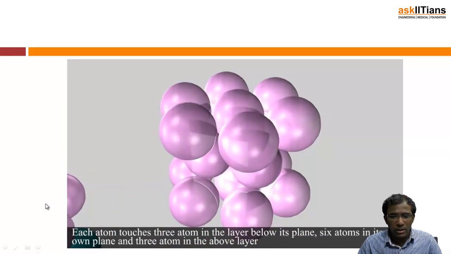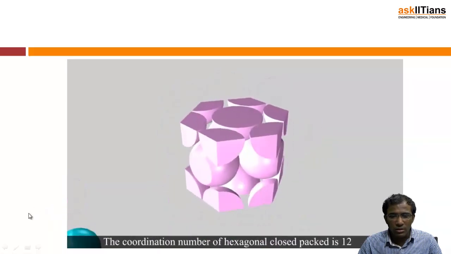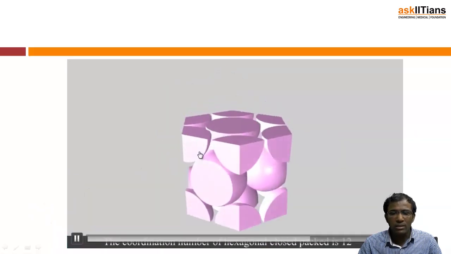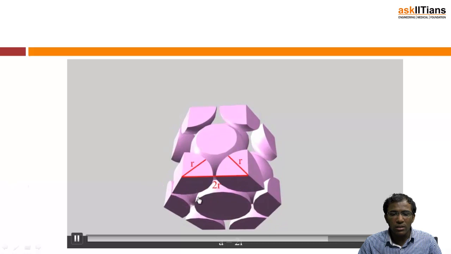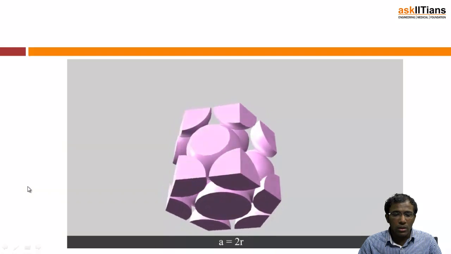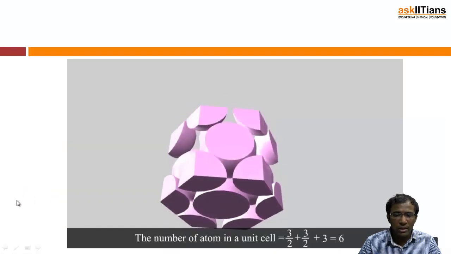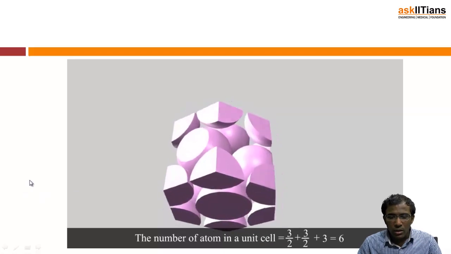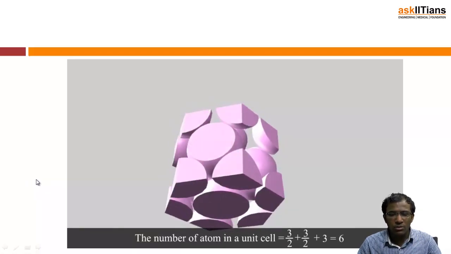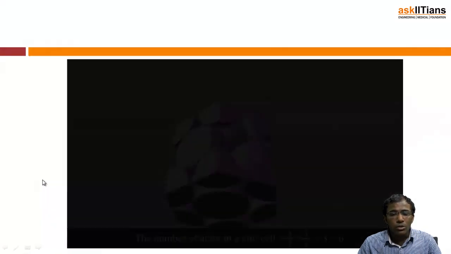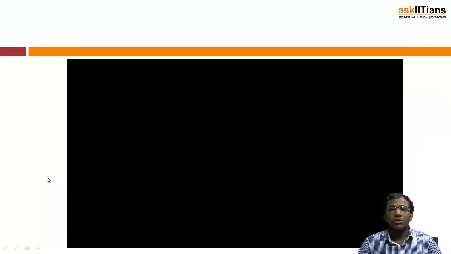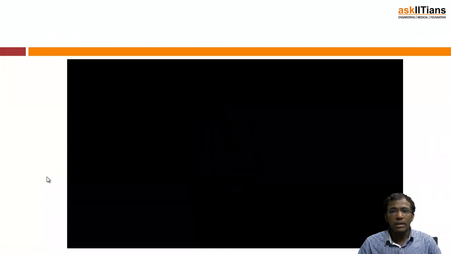The coordination number of HCP is 12, and this is the unit cell of HCP. You can see we have particles at the corners, each having a contribution of 1 by 6, and we have particles at the face centers of the 2 hexagonal faces, and we have 3 particles which belong entirely to the unit cell. The total number of particles in the HCP unit cell is equal to 6, which we already derived. So this is all about the structure of HCP. I hope you clearly understand everything in the HCP unit cell, which has an AB type of arrangement.